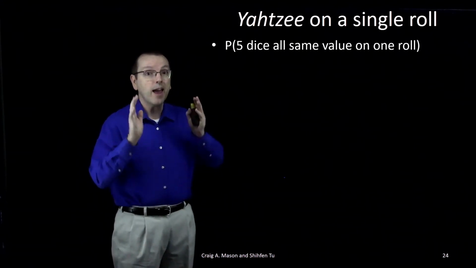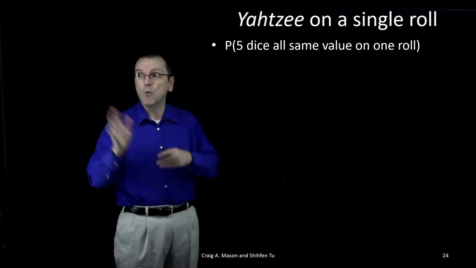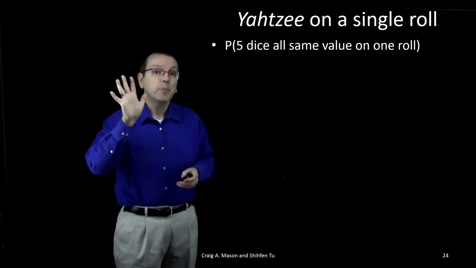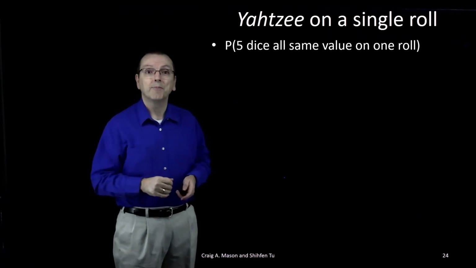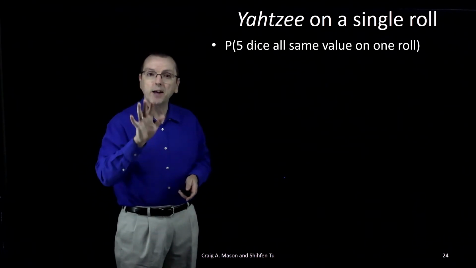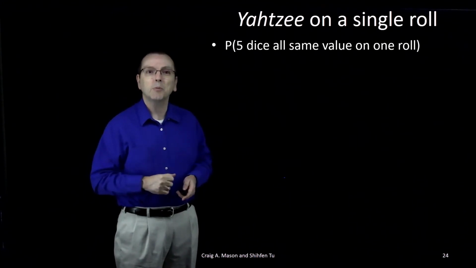Now, it can be any value. It can be a 1 or 2 or 3 or 4 or 5 or 6. But all 5 dice have to have the same value. Okay, why don't you pause the video again for a moment and see if you can figure this one out, okay?